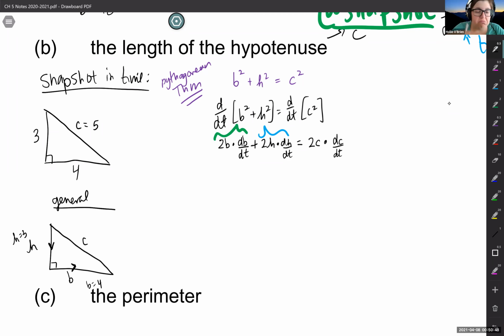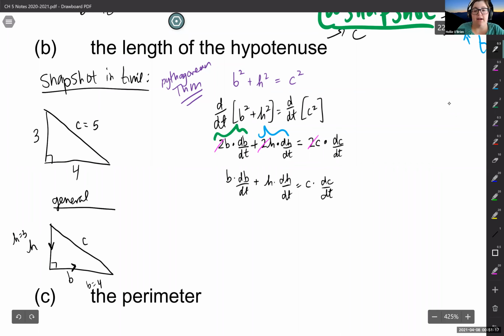So one thing you note, we have a 2 on every term, plus 2 equals 2. We can go through and divide every single term by 2. You don't have to do it, but it makes it a little shorter. Okay. So b times db dt plus h times dh dt equals c times dc dt. Now this is very complicated.